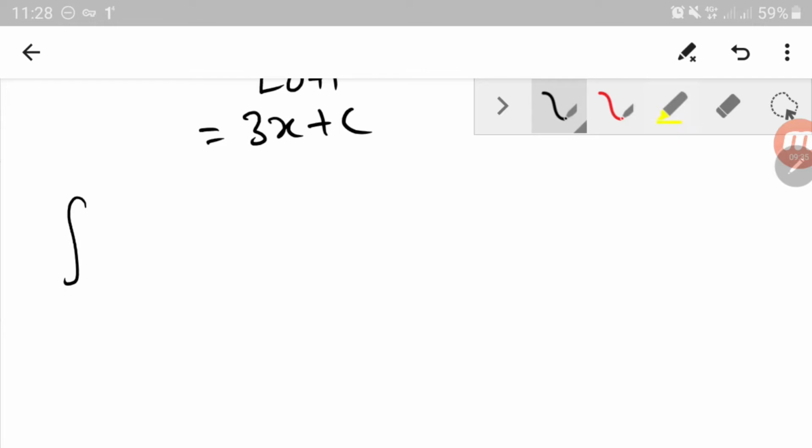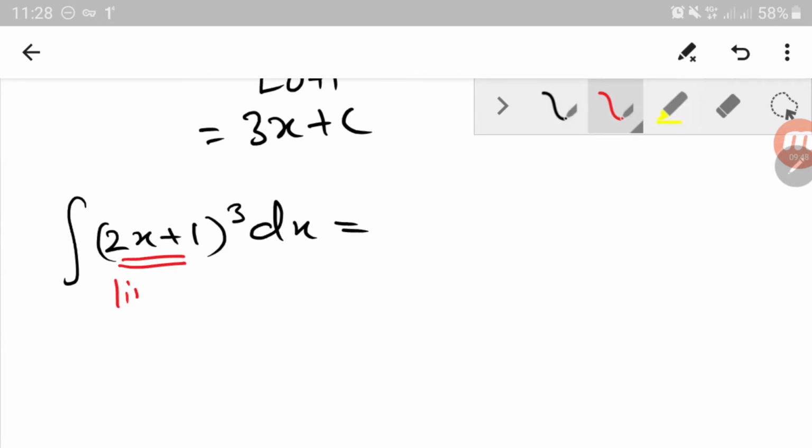Now next one, (2x plus 1) power 3 with respect to x. How are we going to integrate this one? This is the third form, because this is linear, and then we have a power of n.